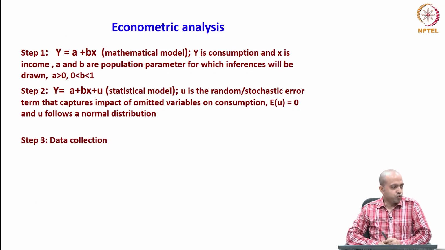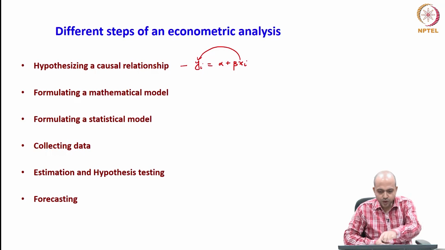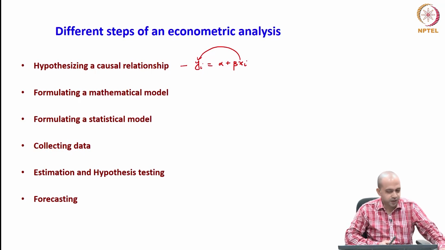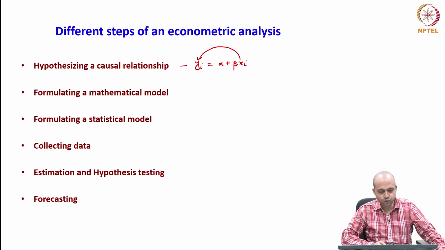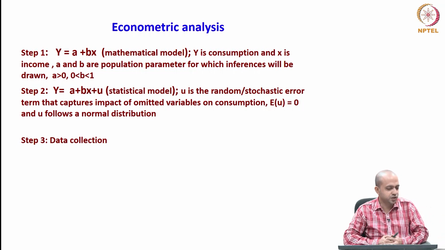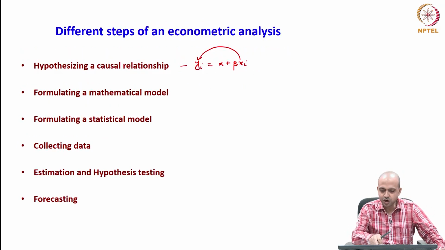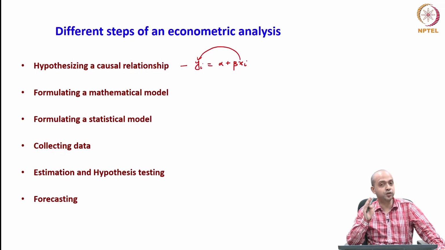So, this is step 1 that we have written: once you specify this type of hypothesis, that income causes consumption, then the next step, as we have mentioned here, y equals alpha plus beta x, is formulating a mathematical model. What is the mathematical model? This is the mathematical model, y equals alpha plus beta x.